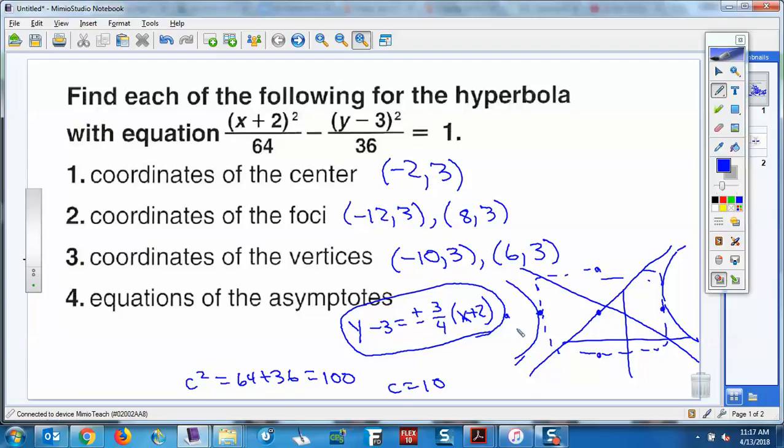So the transverse axis has the A in it. The conjugate axis has the B, but that's not where the C is. So anyway, the transverse axis is like the major axis, where the A and the C are. Okay, all those things. All right, so those are all the different things you're looking for.